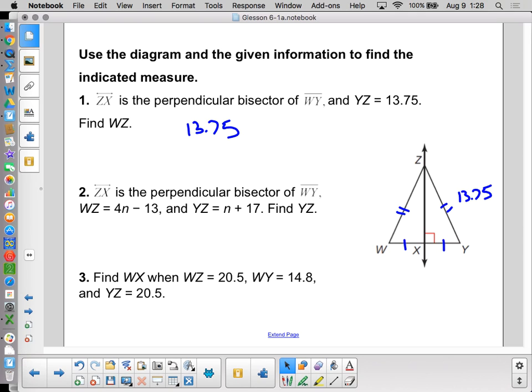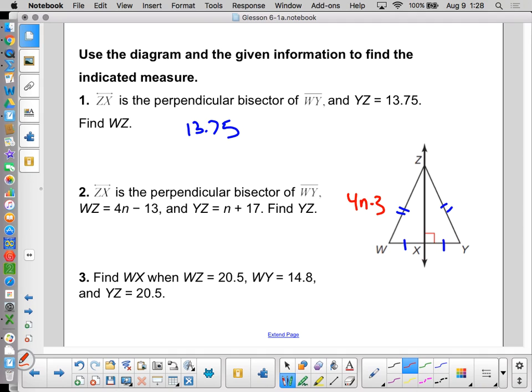Once again, ZX is the perpendicular bisector of WY. So we still have the same setup. This time WZ is 4n minus 3, and YZ is n plus 17. Find the length of YZ. This time we're going to have to do a little bit of algebra, but not too much, because 4n minus 3 has to equal n plus 17. And we just do our couple steps of algebra. I get 3n equals 20, so n equals 20/3.